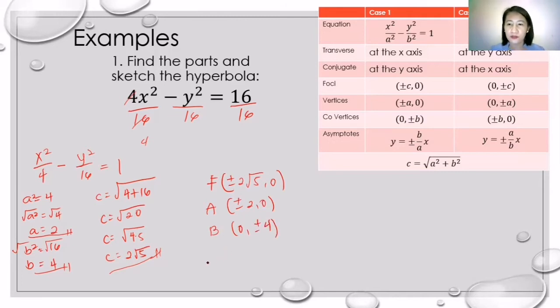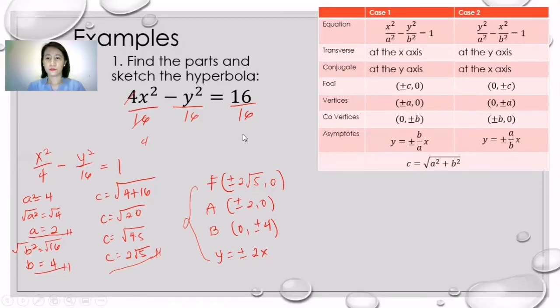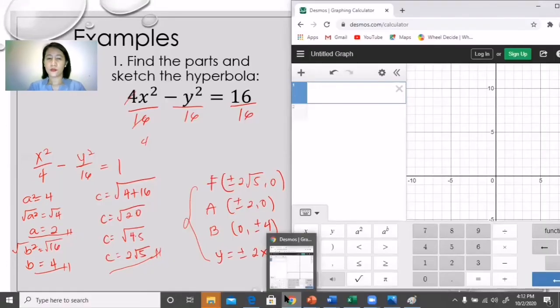Okay? Asymptote, y is equal to positive, negative B over A. That is 4 over 2. So we simplify 4 over 2. That is actually 2x. Okay? So this actually completes our parts. We may now be opening our Desmos for us to graph our given problem. So let us now have the graph of our equation.